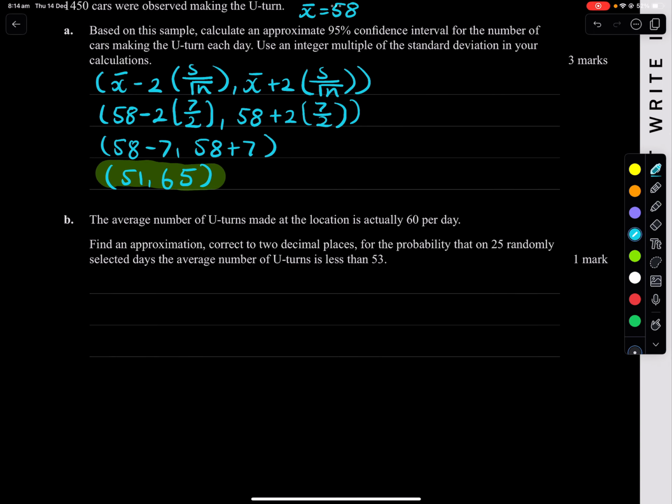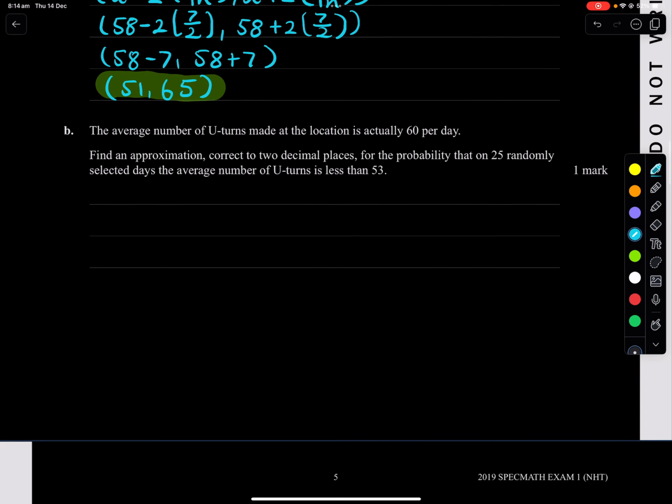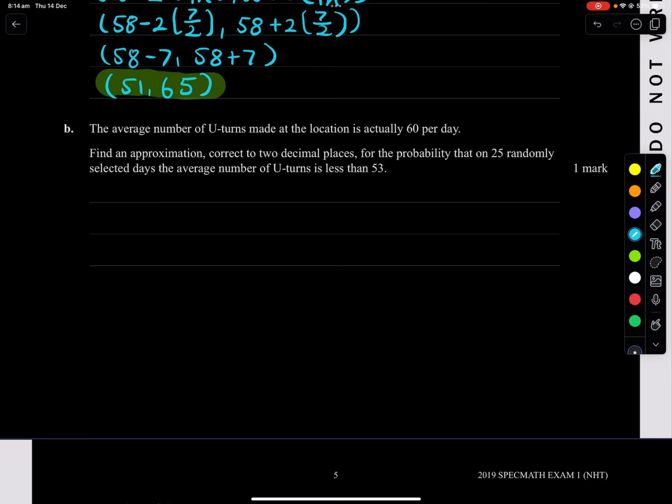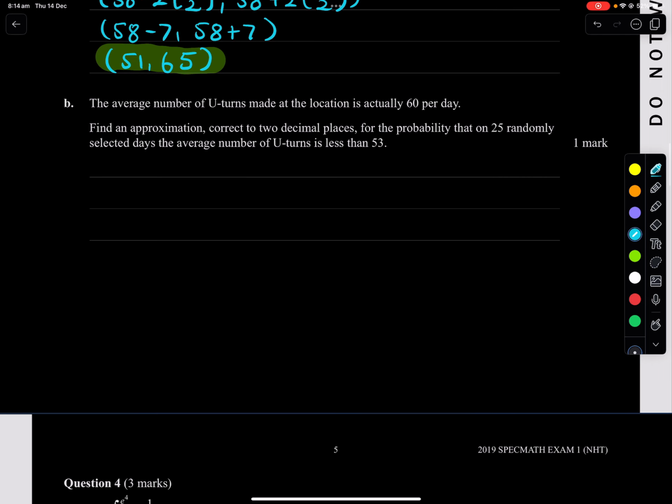Next question. The average number of U-turns made at the locations is actually 60 per day. Find the approximation correct to 2 decimal places for the probability that, every time I hear probability, I'll write the sign. The probability that on 25 randomly selected days, the average number of U-turns is less than 53. So we want your sample mean to be less than 53. But remember, given that we know the true value, which is your actual mean, is 60.